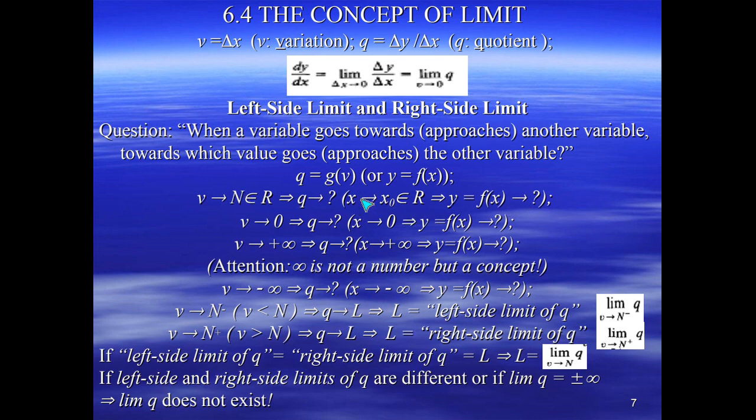So you can tell the same thing when x goes to x0, which is a real number: where does y equals f of x go? This is also the same thing. V can go to 0, for instance. Where does q go? X can go to 0, so where does y equals f of x go? You see, v can go to plus infinity or minus infinity. Then where does q go? X goes to plus infinity, where does y go? It's the same question. So the answer is the limit of y when x goes to plus infinity, or limit of q when v goes to plus infinity.